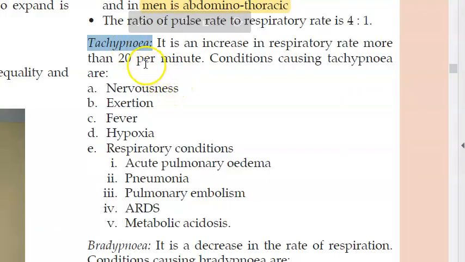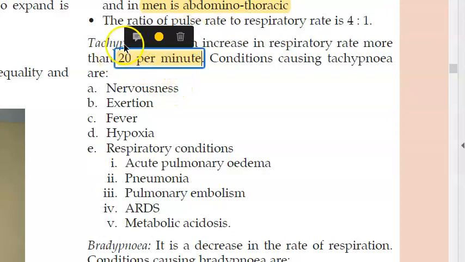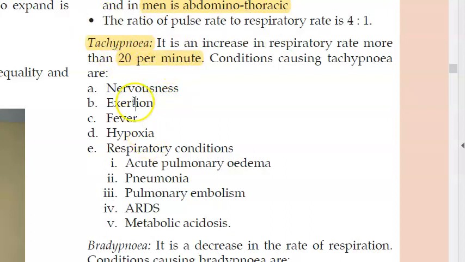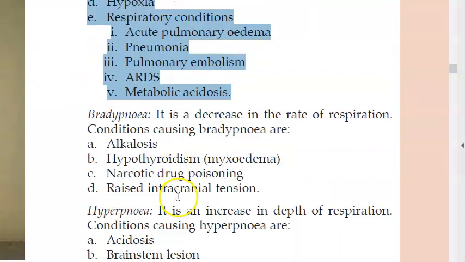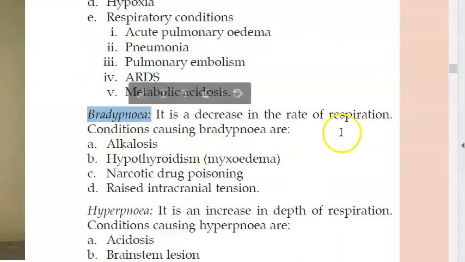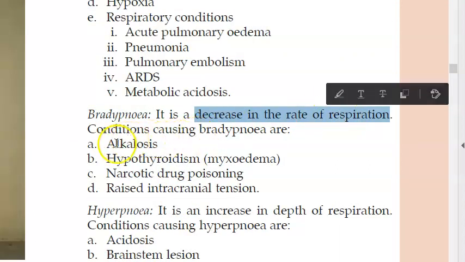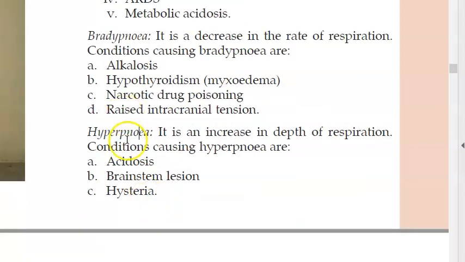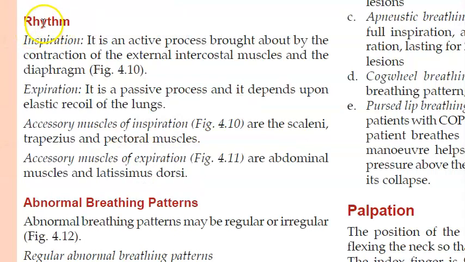What is fast breathing in adults? If it's more than 20 per minute, it is fast breathing. Please note this, okay? Why will it happen? All that you will look at. Bradypnea is a decreased rate of respiration. It can happen for a lot of reasons. Then you have hyperpnea. There is no extra A, it is hyperpnea. Hyperpnea is increased depth of respiration. The person is taking deep respirations, right? Hysteria can cause it.